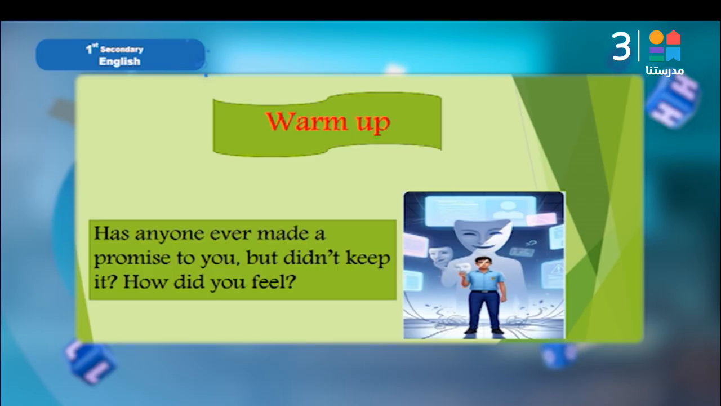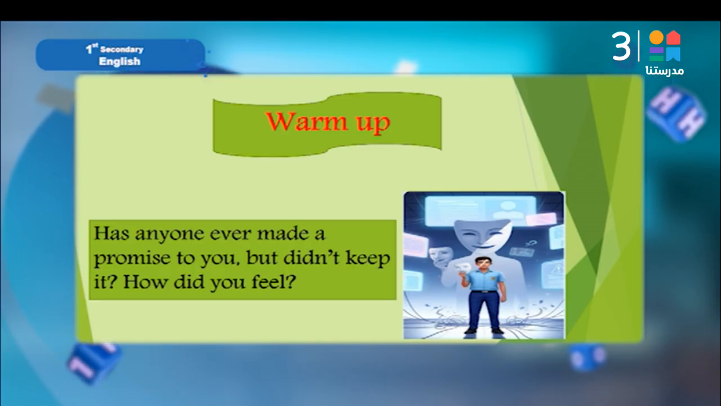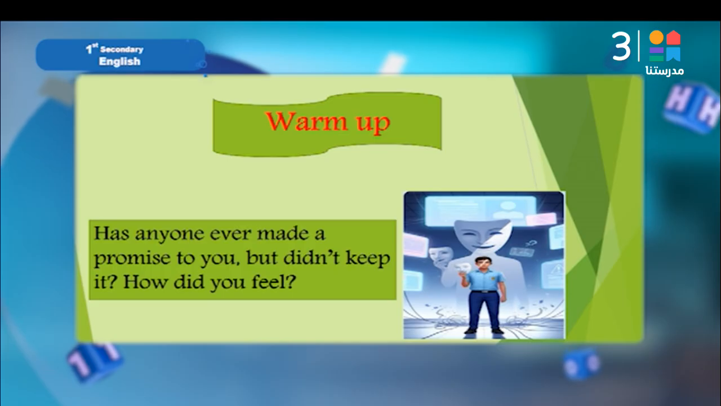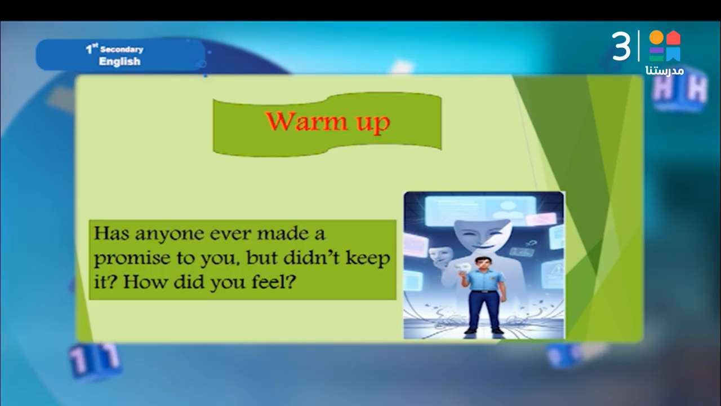First of all, let me ask you a question. Has anyone ever made a promise to you but didn't keep it? How did you feel if someone promised you and didn't keep his or her promise? What do you think? For me, if I had such a situation, maybe I would feel betrayed, disappointed, frustrated. What about you? Ask yourself this question and I need your answers. Okay.